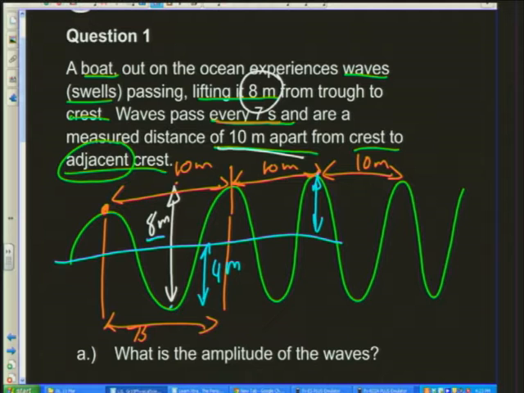The other thing that I know, this distance that they've given me of 10 meters from crest to crest, which is the same as from trough to trough, I recognize is given this symbol of lambda, and lambda stands for the wavelength. Now remember, the wavelength can be from crest to crest or trough to trough, or we can even say it's between any 2 parts of a wave where the particles are in phase. They're moving up and down exactly in time with each other.